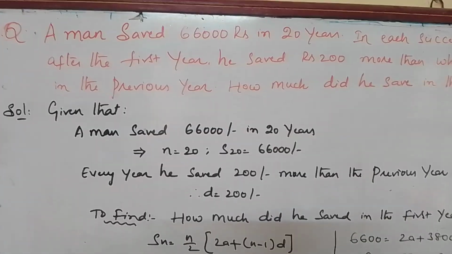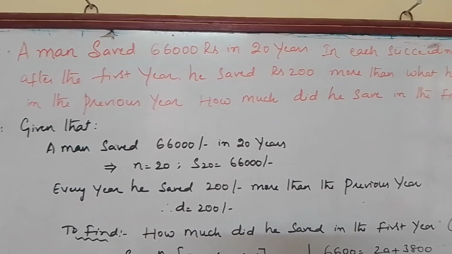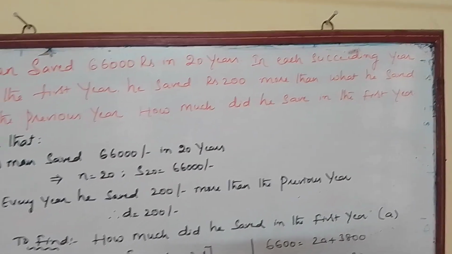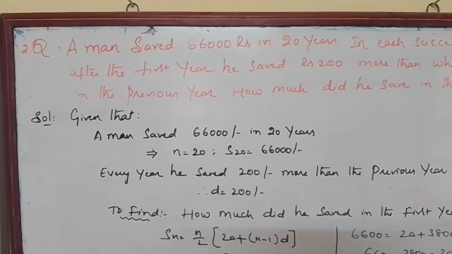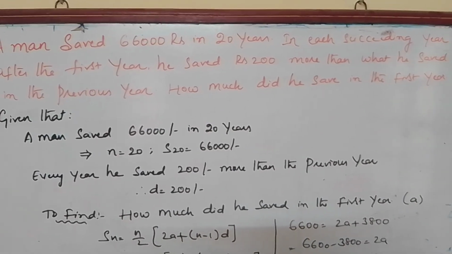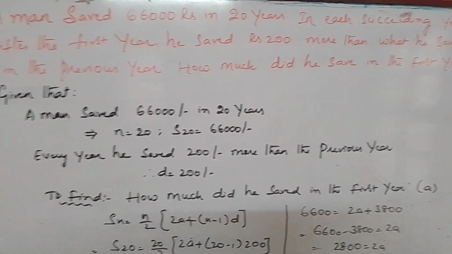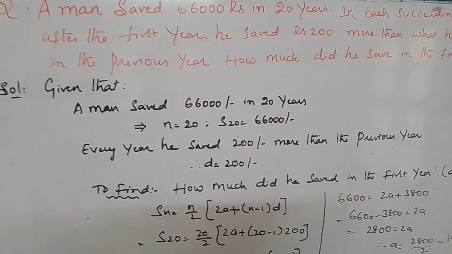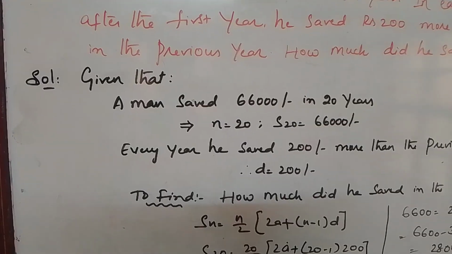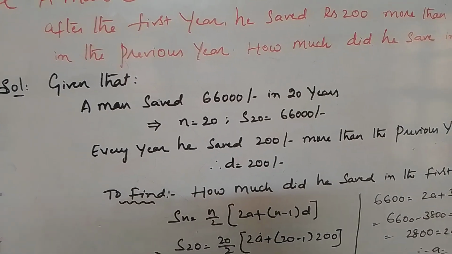So, second sum. A man saved 66,000 rupees in 20 years. In each succeeding year, after the first year, he saved rupees 200 more than what he saved in the previous year. How much did he save in the first year? So first, let's see what is given in the question. A man saved 66,000 in 20 years.